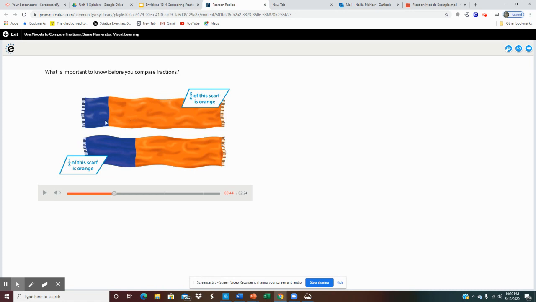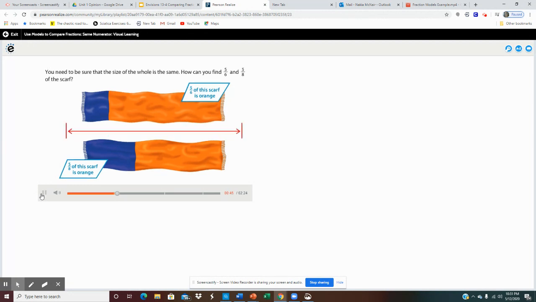Okay, well, first off, as you can see, these are both representing whole scarves. If you notice, each of the scarves is the same length. To accurately compare fractions, you have to make sure that the wholes are the same length or the same size. You need to be sure that the size of the whole is the same.